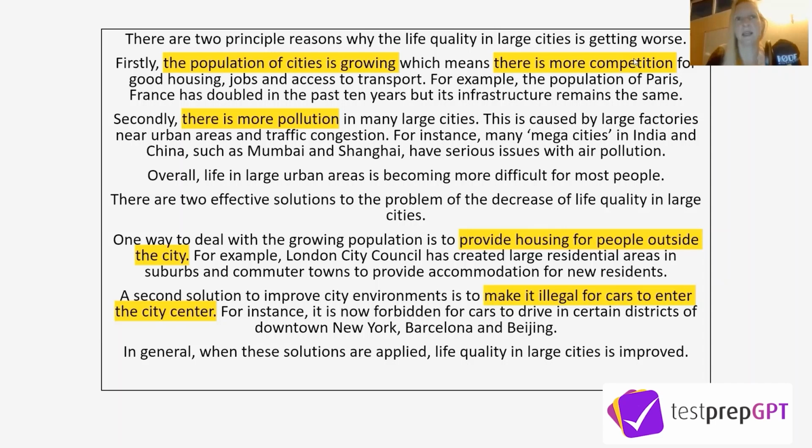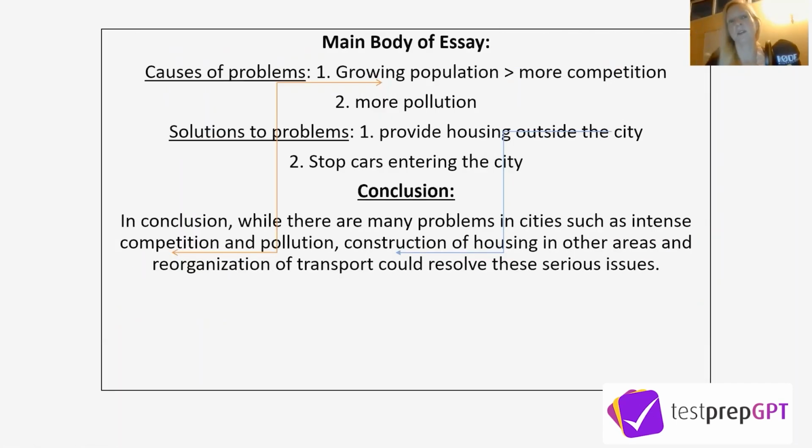In the essay, I've discussed how I believe that there are 2 causes for problems in cities and that there are 2 solutions. So let's take a look in more detail at what those causes are. The causes of the problems in large cities are the growing population, more competition, and 2, more pollution. The 2 solutions that I've presented are to provide housing outside the city and to stop cars from entering the city. So those are the main ideas, the main issues, and the main solutions to problems in large cities.